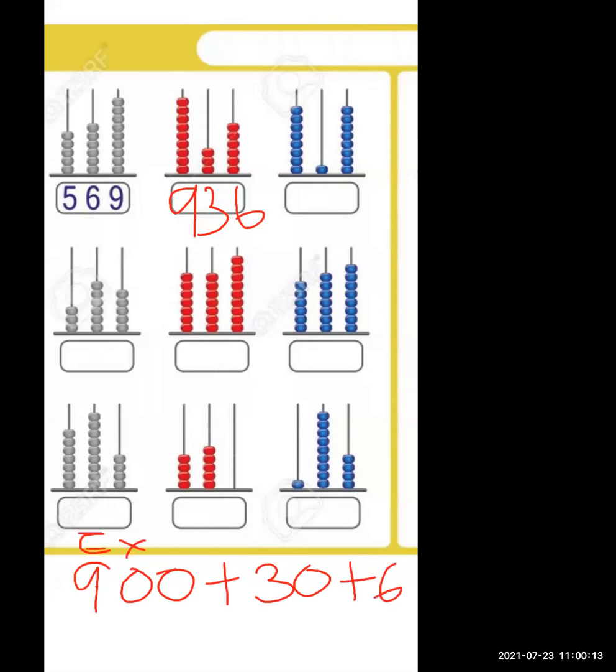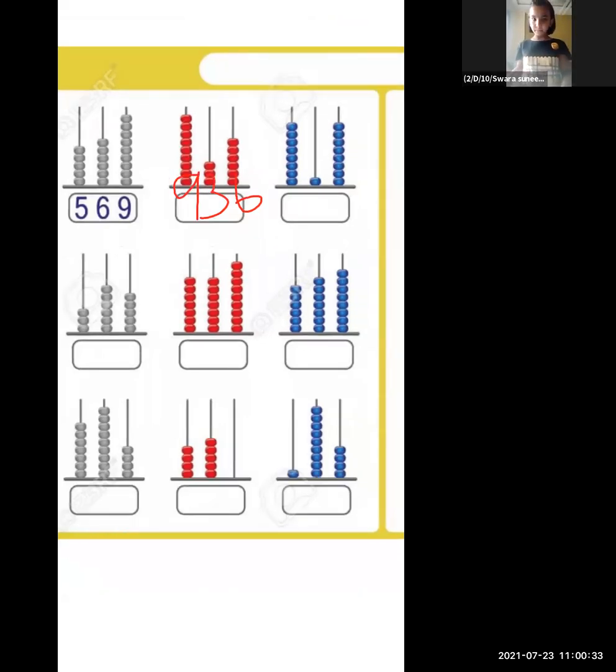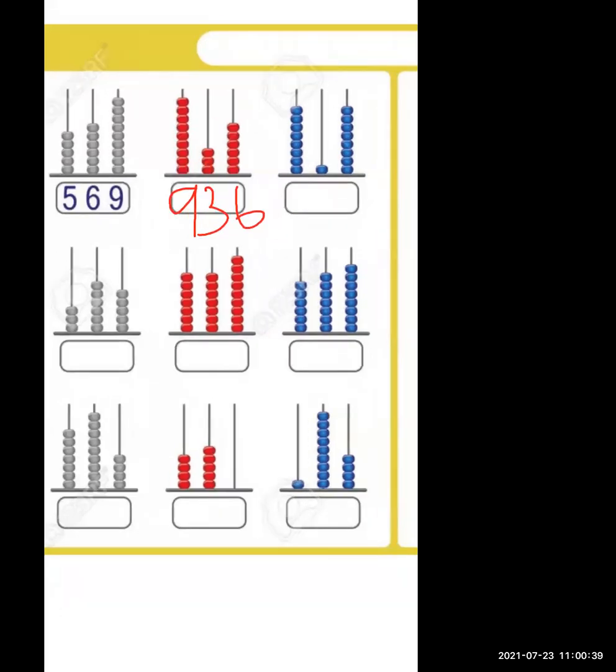And how to write the place value? What is the place value of the 9? It's 900. What is the place value of the 3? It's 30. And what is the place value of the 6? It's 6. Correct. Now I unmute another student who will tell me another answer. The student's name is Zui Mohite. I unmute you, Zui. See in your screen.